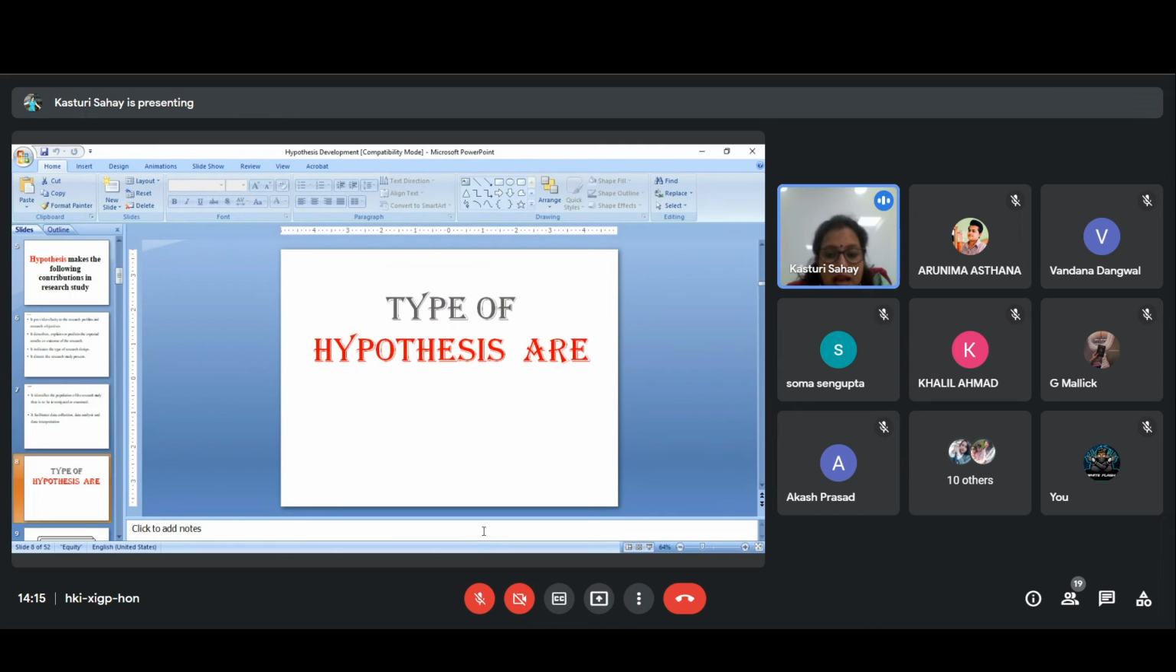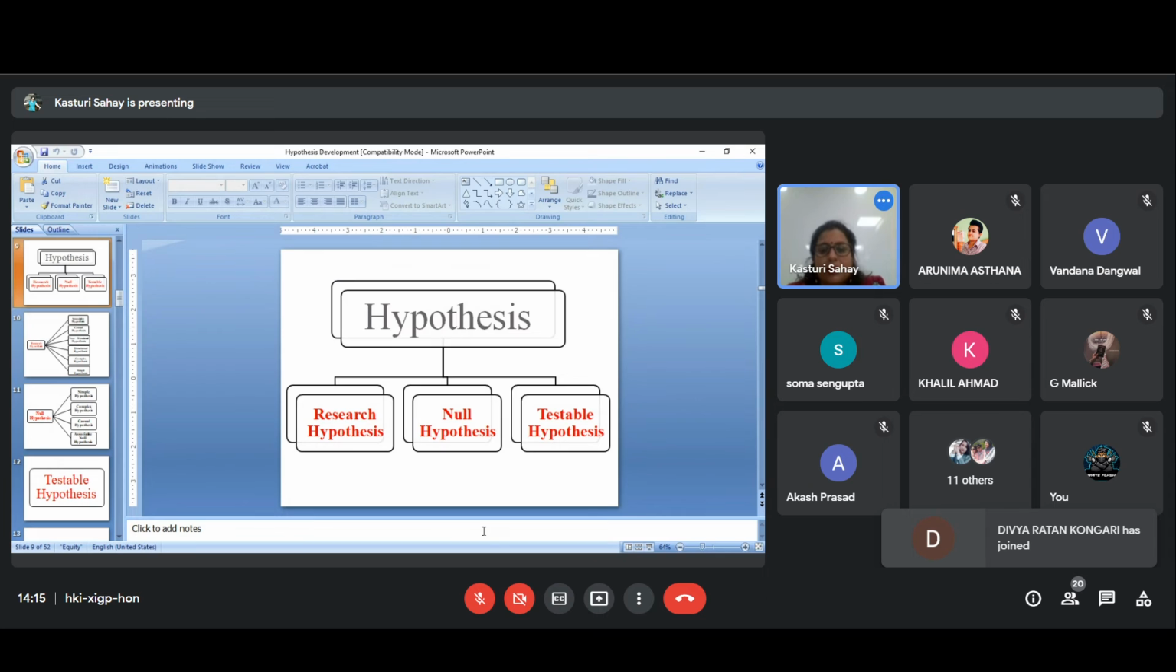Now, if I ask you all, what are the types of hypotheses? I am sure 90% of the participants here will tell me null hypothesis and alternate hypothesis. If I'm not wrong, this is what I'll get as an answer, right? But if you dig a little deeper, these are the different kinds of research hypothesis which are available. That is research hypothesis, null hypothesis, and testable hypothesis.